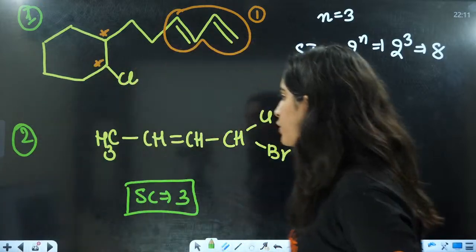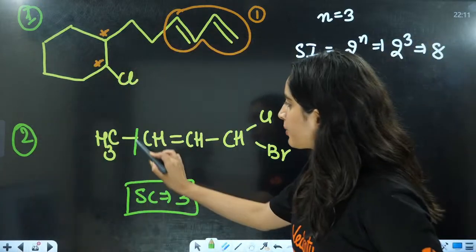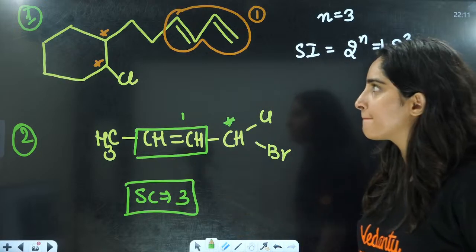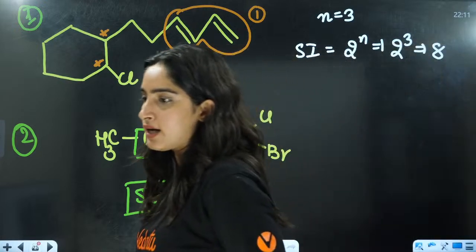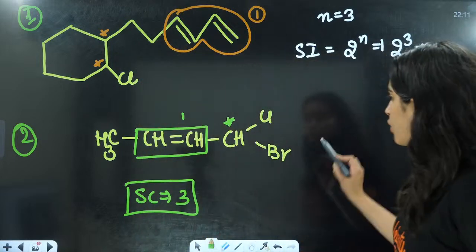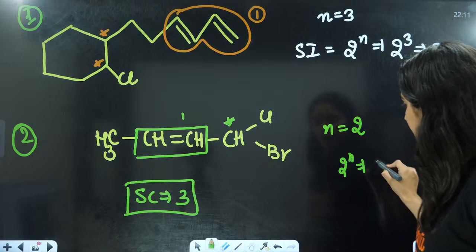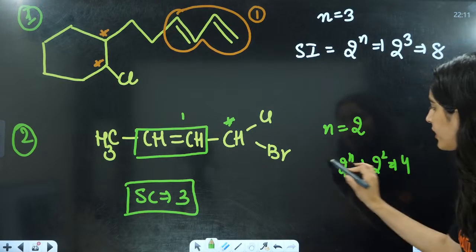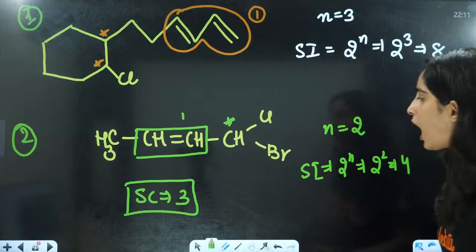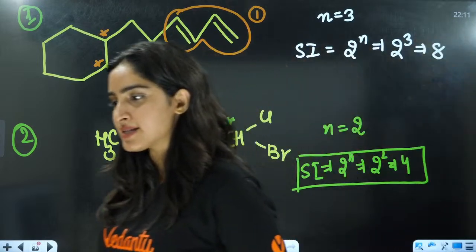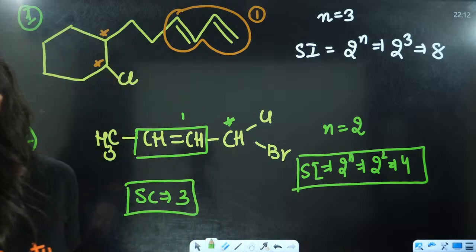But now how many stereoisomers? This is going to be one double bond, and this is going to be one chiral center, and this is one chiral center. So n is going to be 2, and here we write 2 raised to power n, that is 2 raised to power 2. 4 is going to be the stereoisomers. How many stereocenters? That is 3. How many stereoisomers? That is 4.